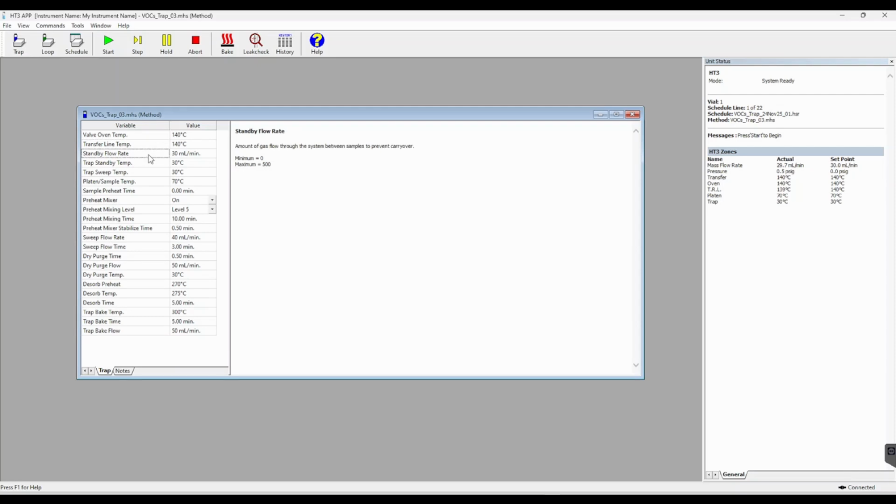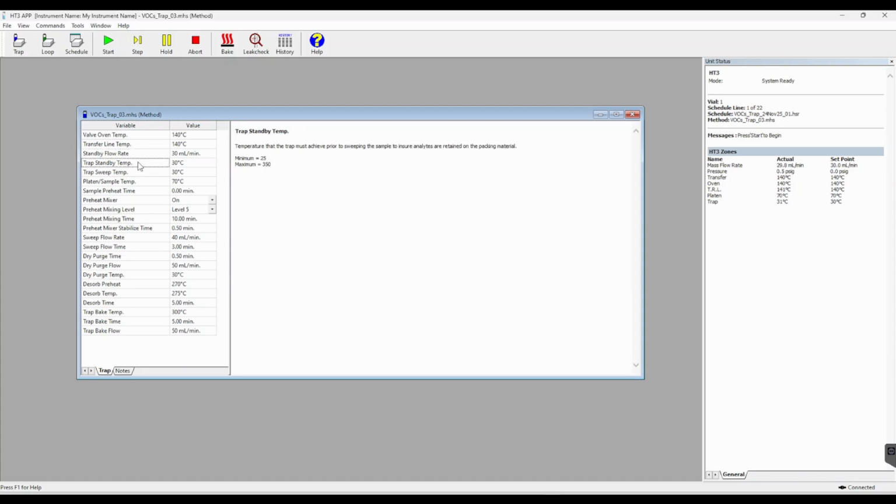Standard flow rate. This is the amount of gas flow through the system between samples to prevent carryover. To quickly determine this flow rate, divide 1000 ml by the GC cycle time. The result is the starting flow rate that should be used for the standby flow rate. If cross-contamination is observed, it is recommended to first increase the flow rate. If problems persist, investigate high valve and transfer line temperatures.